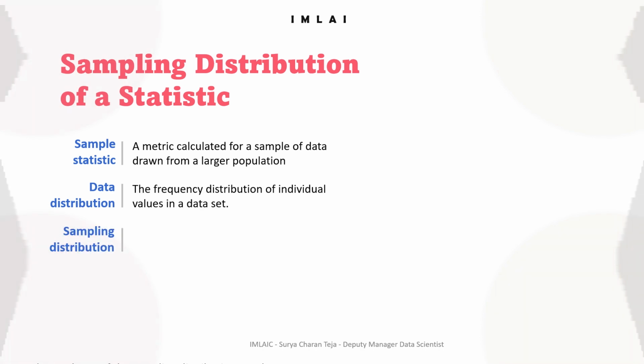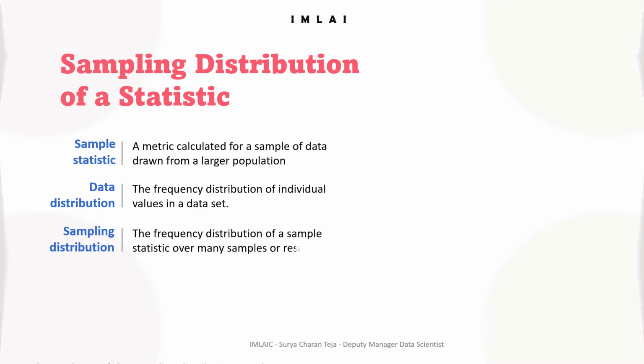Then we have a sampling distribution. Sampling distribution is the frequency distribution of a sample statistic over many samples or resamples. That's it. I hope you got the point. If you know the data distribution, replace the categories on the x-axis with the sample statistic. There ends the matter. So that is data distribution versus sampling distribution.